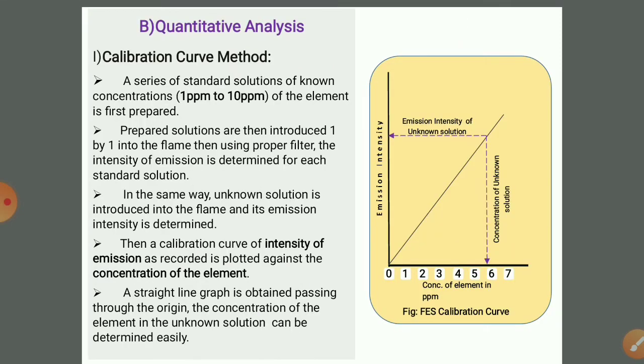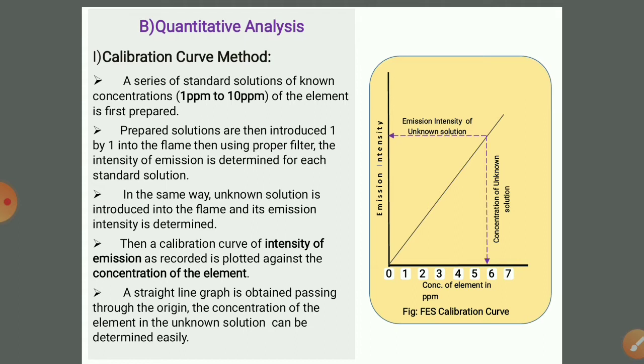The next application of flame emission spectroscopy is quantitative analysis. The first one is the calibration curve method. In this method, first of all we have to prepare a series of solutions of known concentrations, for example 1 ppm to 10 ppm, which is prepared initially. The prepared solutions are then introduced one by one into the flame.